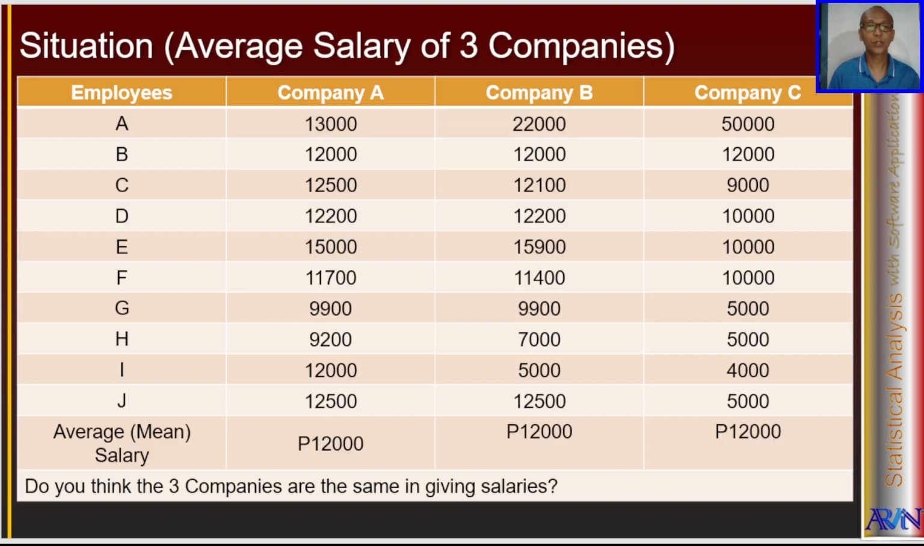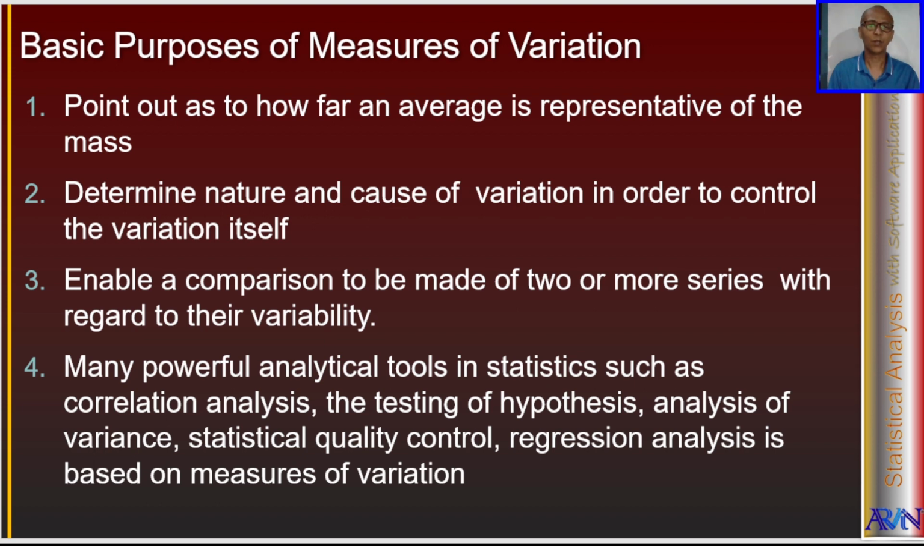Let us have another situation. Assuming that companies A, B, and C have the following employees and each of them receive the following salaries. And if you try to look at it, they have an average or mean salary of 12,000. But the question is, do you think that these three companies are the same in giving salaries? On the average, it may be, but when we look into the measures of dispersion, it will have a different story.